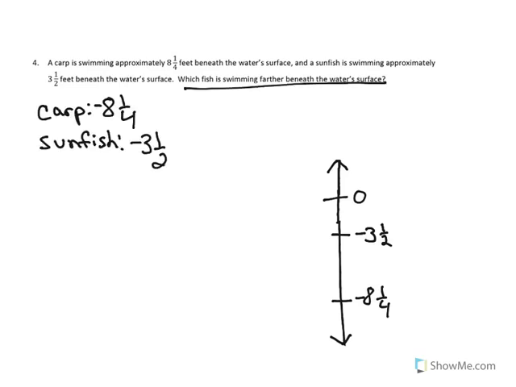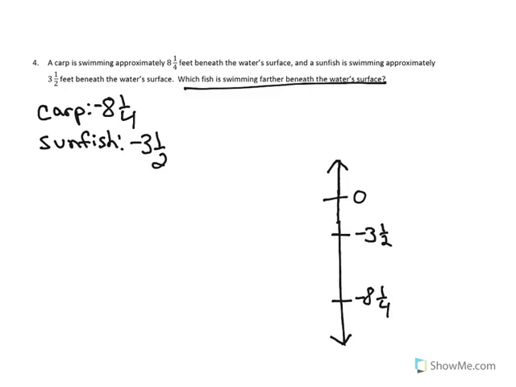Let's not forget to list out which one is which. I also remembered to underline what the question is asking us to find, which is which fish was farther beneath the water's surface. So I listed out our fish and our rational numbers, and I put our rational numbers on the number line. Now we have to determine which one is the least. If you remember from a few minutes ago, the least for negatives would be the one that is the lowest or farthest from 0, and the one that is above would be the greater number. So there's two things to think about here.